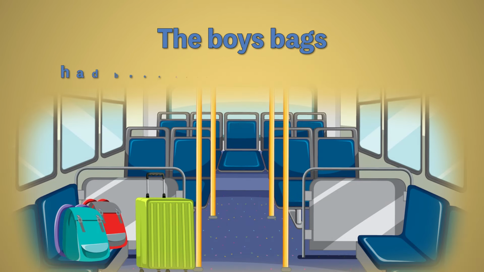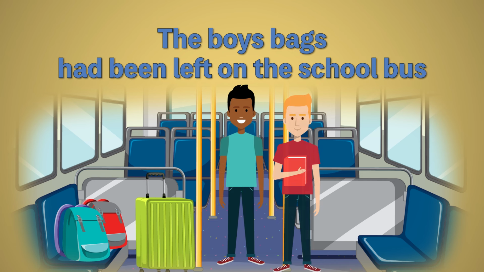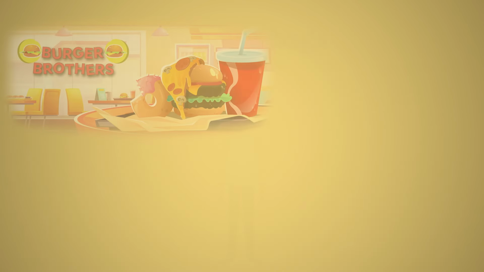"The boys bags had been left on the school bus." Now, if I tell you these bags belong to more than one boy, where would you put the apostrophe? You would put it here after the plural of boy, which is boys. "The boys' bags had been left on the school bus." But what if the bags belonged to just one boy? Again, the apostrophe moves back just one place after boy and it becomes "the boy's bags had been left on the school bus."